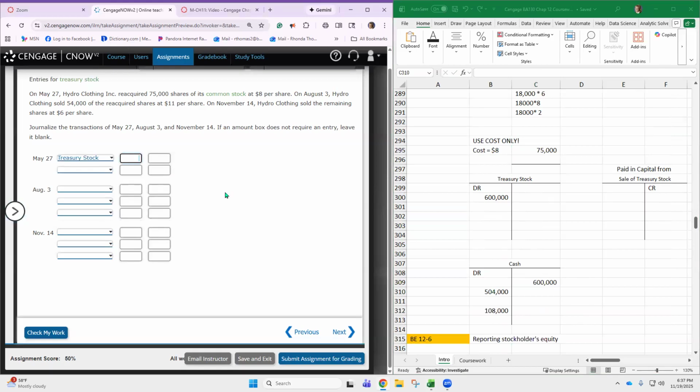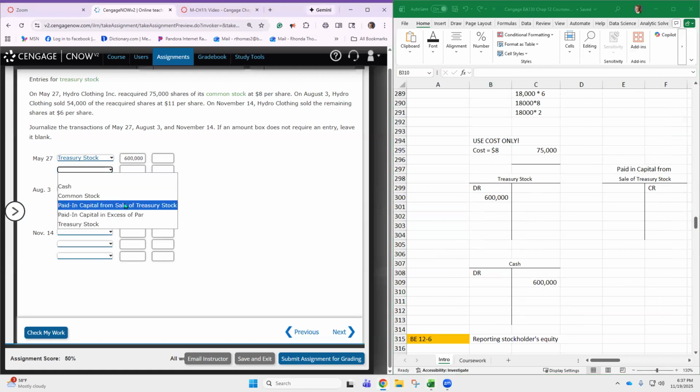We bought the treasury stock. We're putting it in an equity account that has a weird debit balance. So what do we hope? We hope that these shares that we just bought with $600,000 cash, we hope that their value goes up, right? So this happened on May 27th. Now we're ready. On August 3rd, we sold 54,000 of those shares for how much a share?